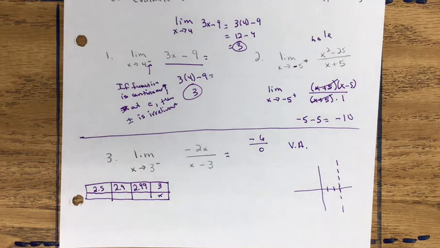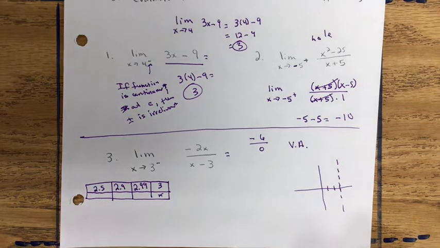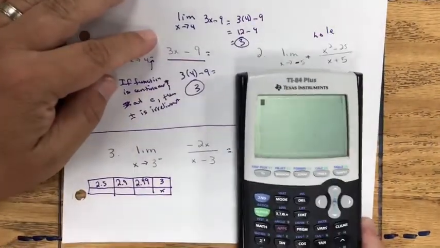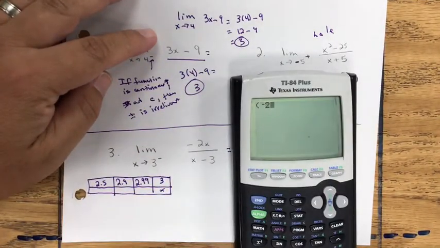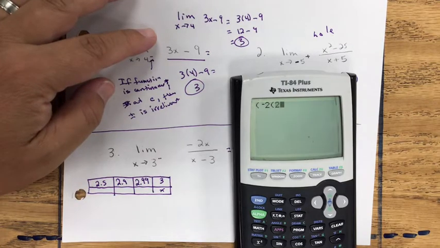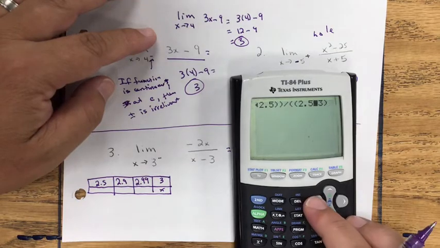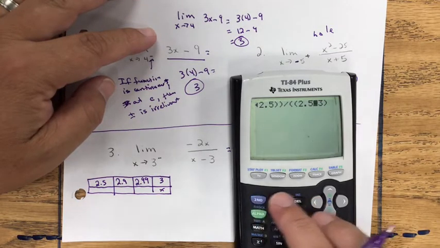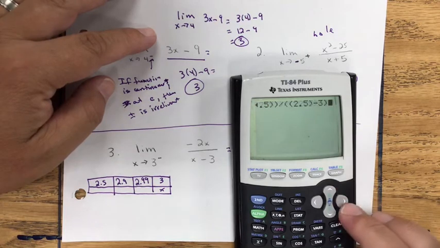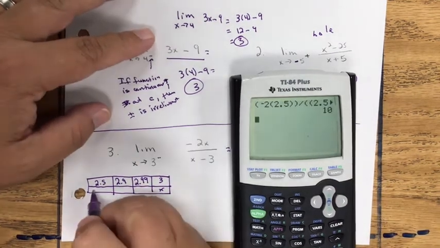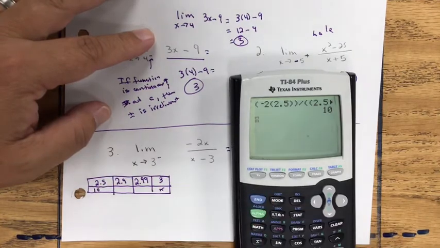Okay, so you guys can start punching those in. All right, so if I go parenthesis, negative 2, parenthesis, 2.5, parenthesis divided by parenthesis 2.5 minus 3, parenthesis. Ooh, no, wait. 2.5 minus 3. There we go. Equals 10. Okay, let's change this to 2.9.